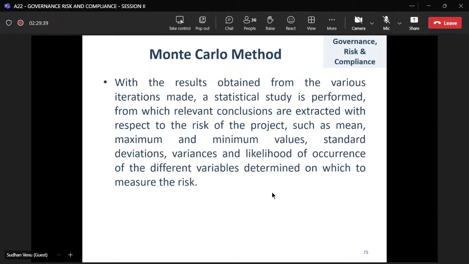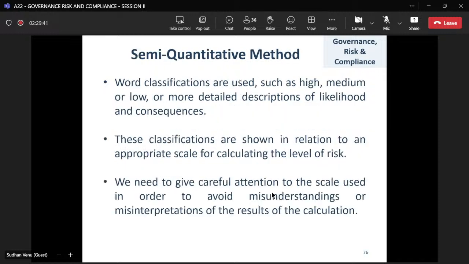for the risk analysis method. And the final one is the semi-quantitative method, which is classified using high, medium, and low categories, with a detailed description of the likelihood and consequences. This classification is shown in relation to the appropriate scale for calculating the level of the risk. We need to give careful attention to the scale used in order to avoid misunderstanding or misinterpretation of the results of the calculation. So the semi-quantitative method is based on the priority scale of high, medium, and low.